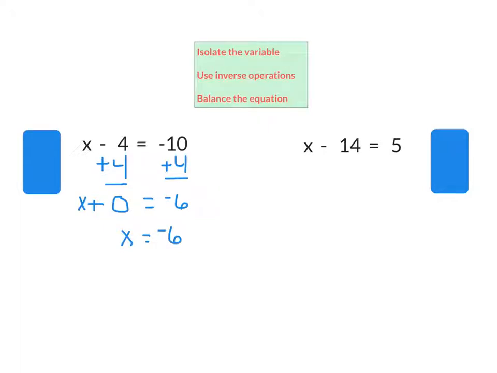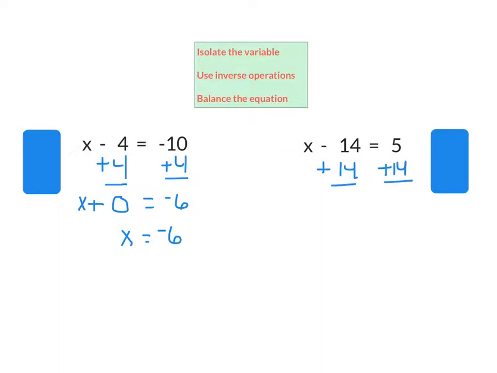In the next example, I have x minus 14 is equal to 5. I need to isolate my variable by getting rid of the value 14. It is subtraction, and the inverse operation for subtraction is addition. So I'm going to add 14 to both sides, showing that my equation is balanced.